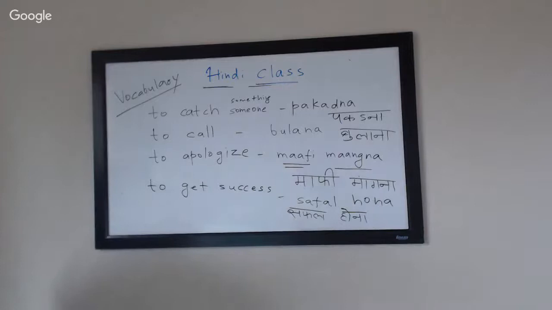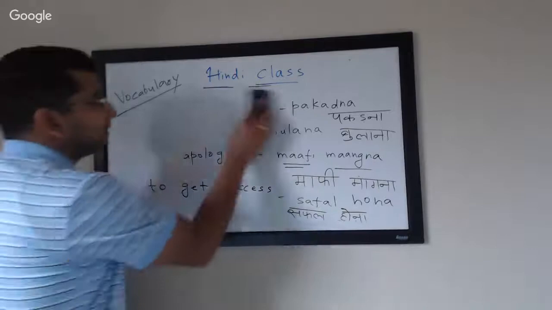So as I mentioned, usually the vocabulary varies between 8 to 10. So far we have done about 7. We have 3 more. Okay, and then we'll get to the story part.